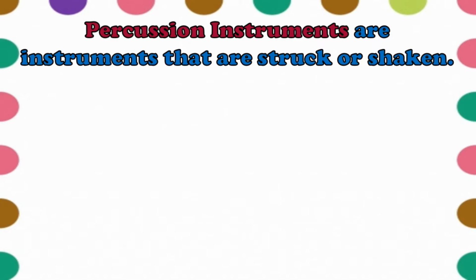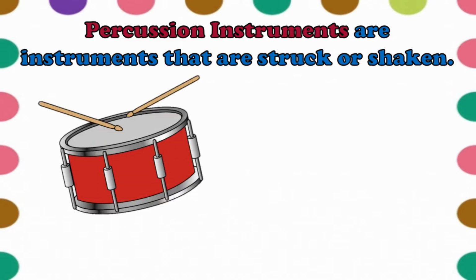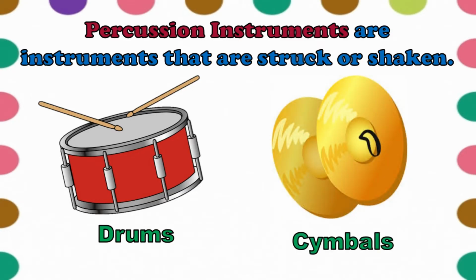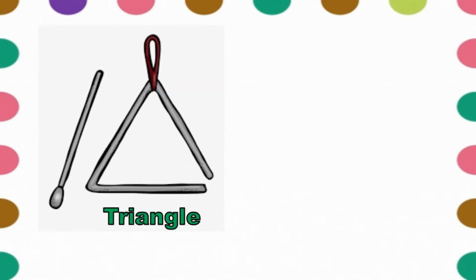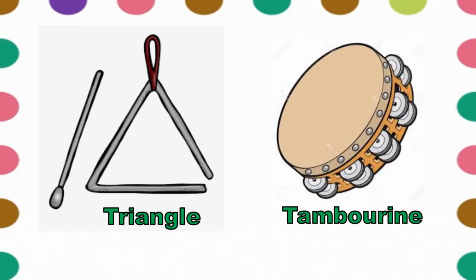Percussion instruments are instruments that are struck or shaken. These instruments are drums, cymbals. Another are triangle, tambourine.